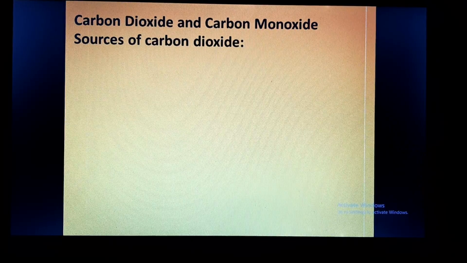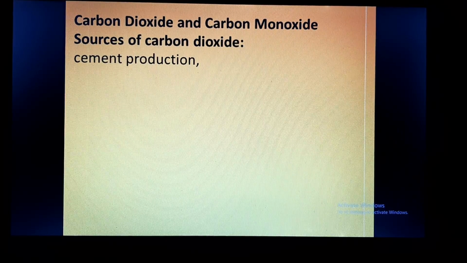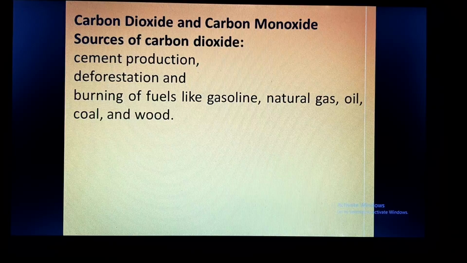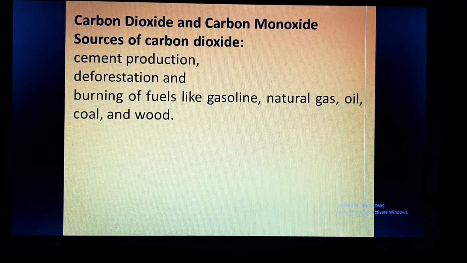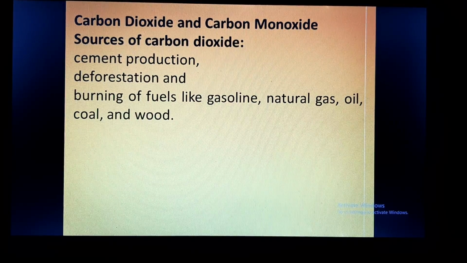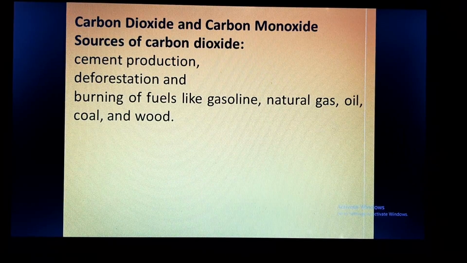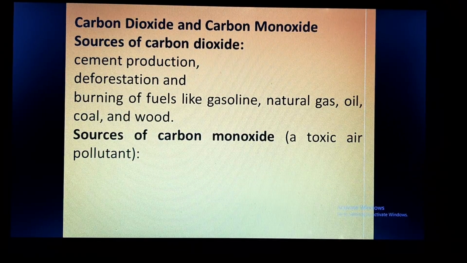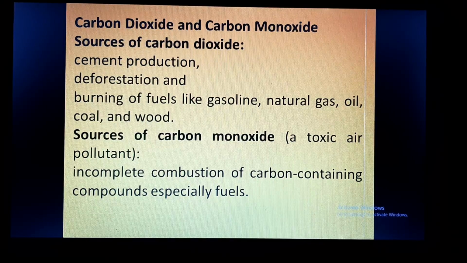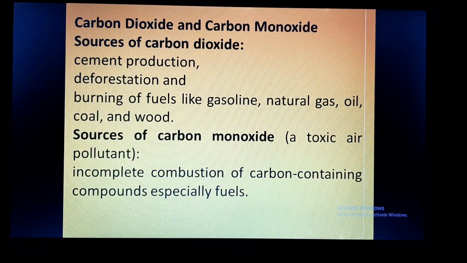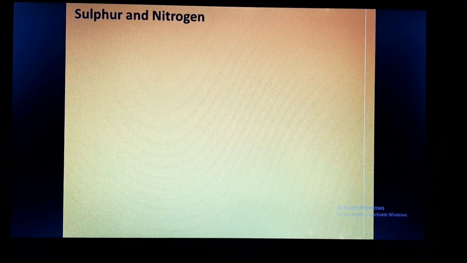Carbon dioxide and carbon monoxide. So what are the sources of carbon dioxide? Cement production, deforestation, and burning of fuels like gasoline, natural gas, oil, coal, and wood. Source of carbon monoxide, which is a toxic air pollutant. This we have studied in the chapter called combustion and flame. So incomplete combustion of carbon containing compounds, especially fuels, produces carbon monoxide.